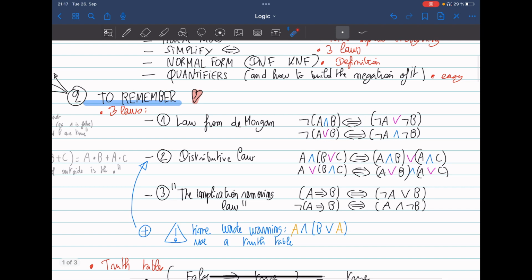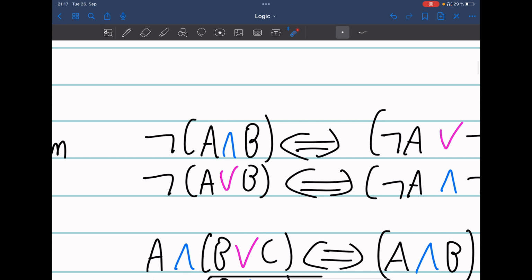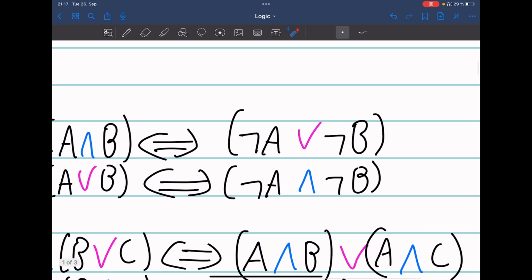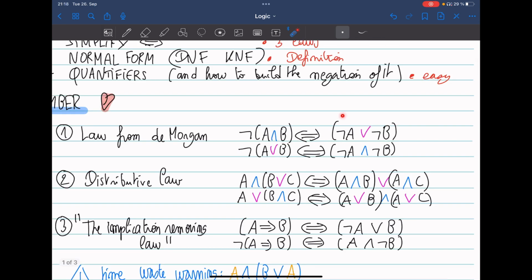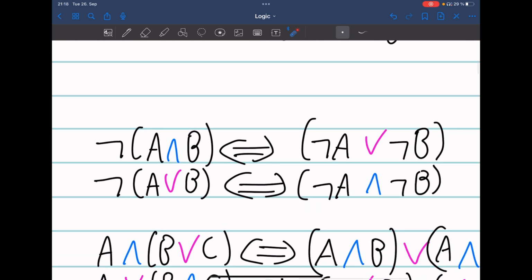So, what do we have to remember? First, we have to remember the law from De Morgan. When you have not (A and B), it's equivalent to not A or not B. A way to understand it would be: if you don't have A, then you don't have A and B at the same time, right? Once you understood how this works, it's the same with the other one. A really easy way to remember it: the not gets distributed inside, and the and becomes an or, and the or becomes an and.